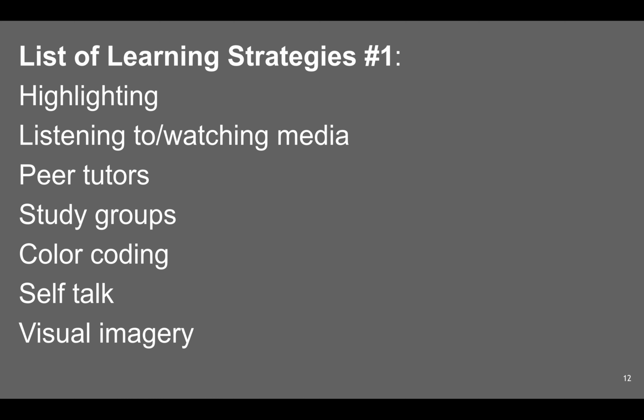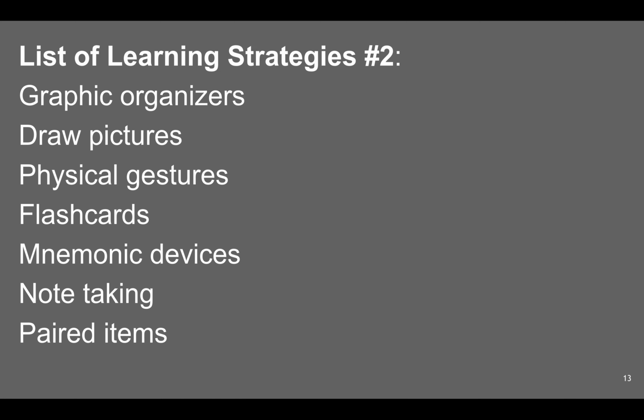I'm going to list a number of the learning strategies. There's 2 slides on this. First, they can highlight whatever they're reading, like say if it's text. They can listen to or watch media. They can use a peer tutor or be a peer tutor for someone else. They can form study groups. They can color code information. They can self-talk to reinforce ideas. They can use visual imagery to make underlying content visual in nature.